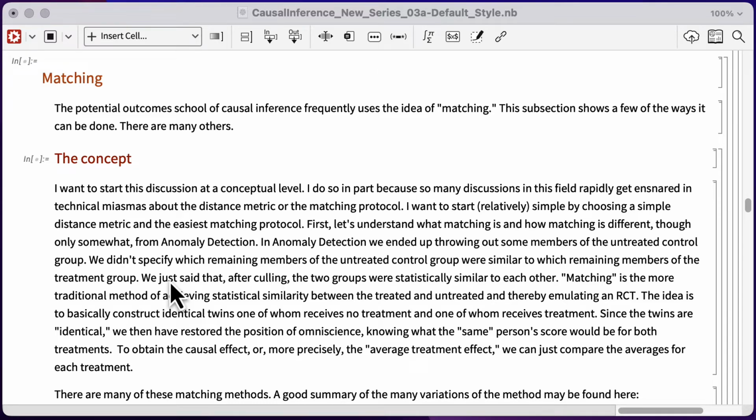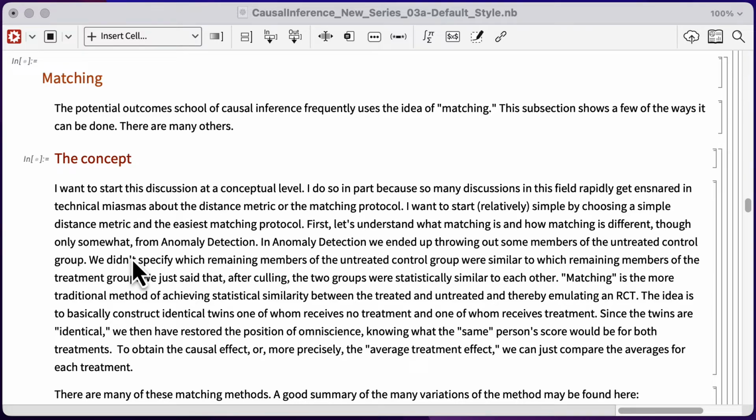There are hundreds and hundreds of articles that use matching, and you can very quickly get bogged down in all sorts of technical issues about the distance metric and the matching protocol. And while some people might find them very interesting, I think they're a little bit of a distraction at first. Let me explain how matching works and how it's different from anomaly detection.